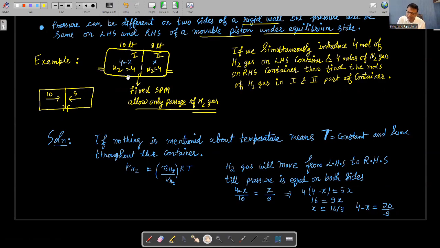There are many questions based on this. Here you can say that the total pressure on the right is greater than left, because here left and right pressure of hydrogen gas are equal, and nitrogen gas is also there on the right. Its pressure will add, so total pressure is pressure of hydrogen plus nitrogen. Since it is a fixed wall, pressure can be different on left and right, and if a gas can move, it will move till the partial pressure of the gas on both sides will be equal. If temperature is constant, pressure is directly proportional to concentration, and concentration is number of moles upon volume.